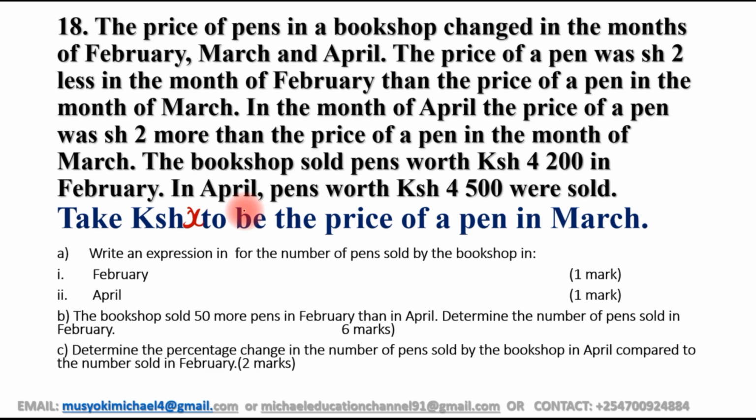Part A, we are required to write an expression in X for the number of pens sold by the bookshop in February and also in April. Part B, the bookshop sold 50 more pens in February than in April. Determine the number of pens sold in February. And part C, determine the percentage change in the number of pens sold by the bookshop in April compared to the number sold in February. 2 marks. So we begin with part A.